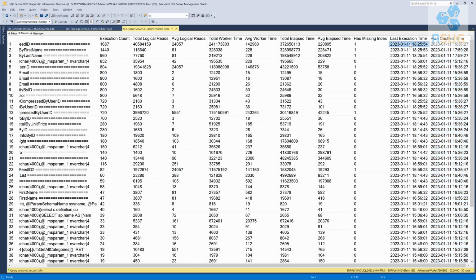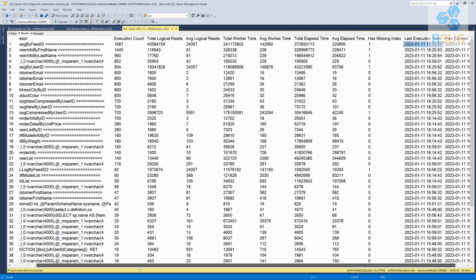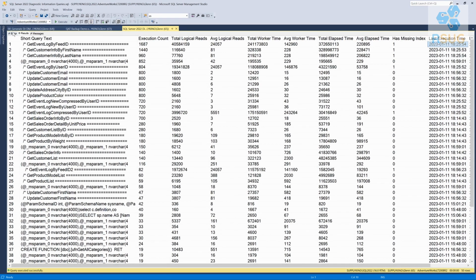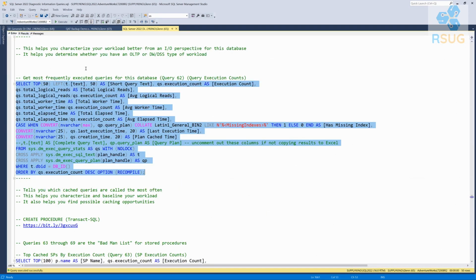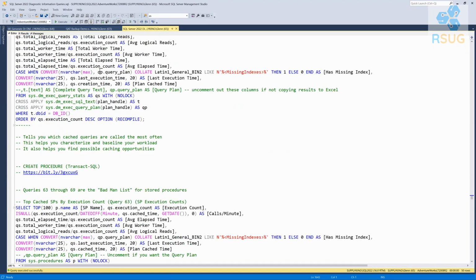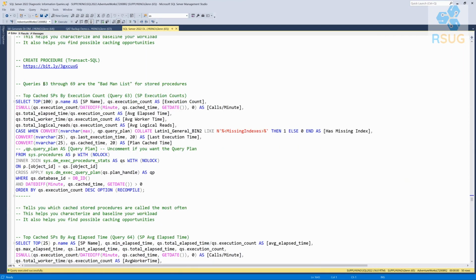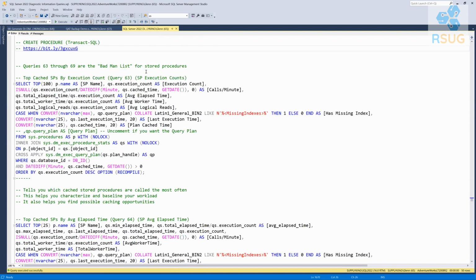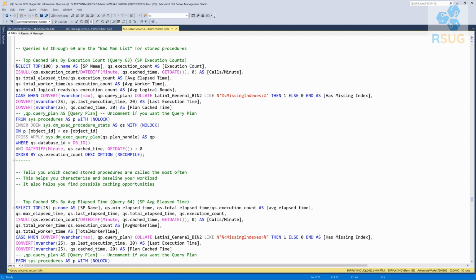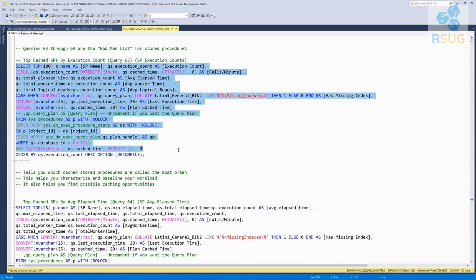And this shows you the last time it was executed. So again, this helps you find what's being executed the most often, which may or may not be that important, but it's nice to know. And then right here, I've got a little subset that I call the bad man list for stored procedures. And it helps you figure out what stored procedures in this database are causing the most pain from different perspectives.